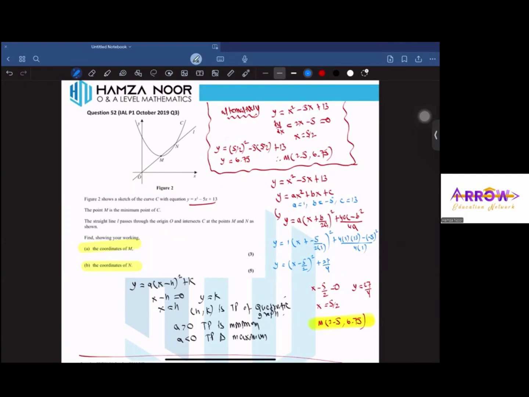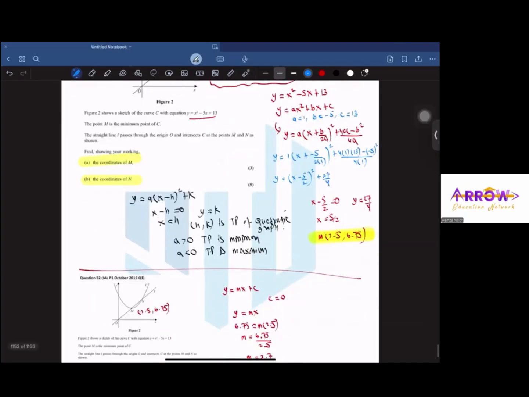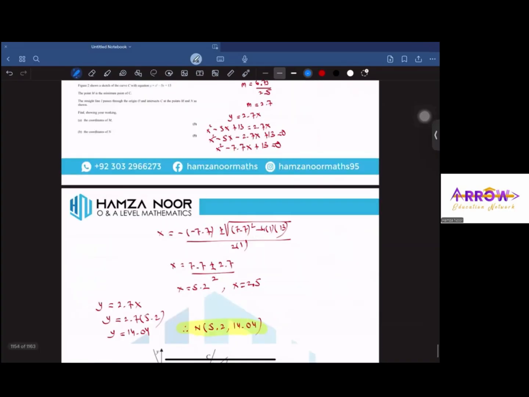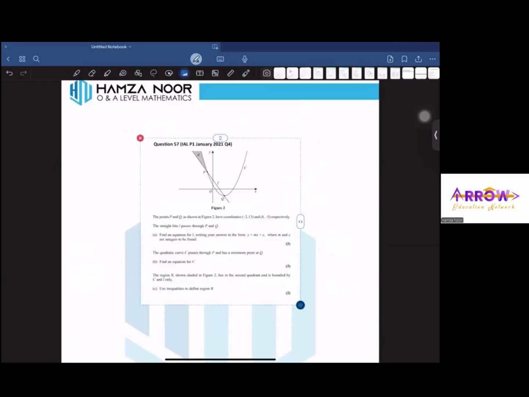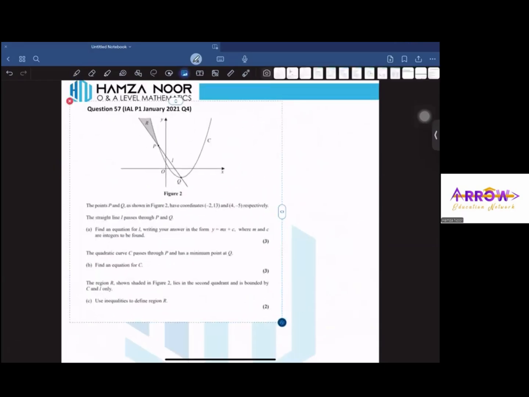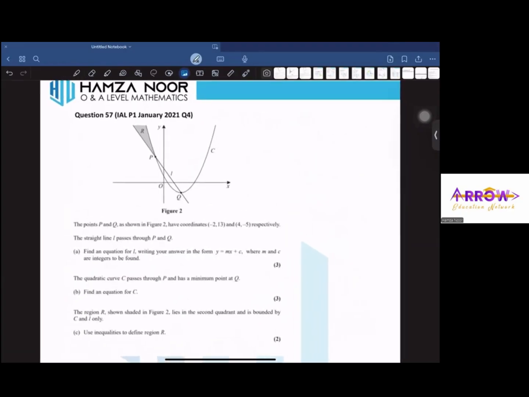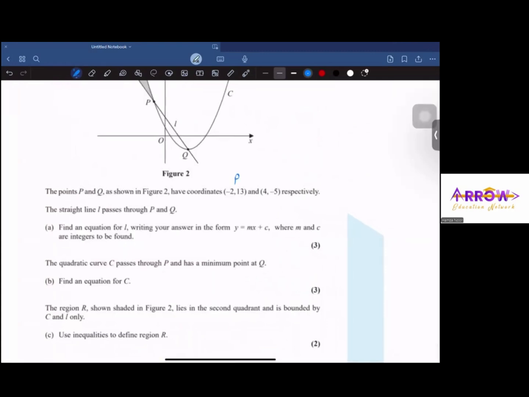So now let's move on to another question. Question number 57 of the handout. This is January 2021, P1, question number 4. So the question says that the points P and Q as shown in figure 2 have coordinates minus 2 comma 13 and 4 comma minus 5 respectively. This minus 2 comma 13 is P and 4 comma minus 5 is point Q.